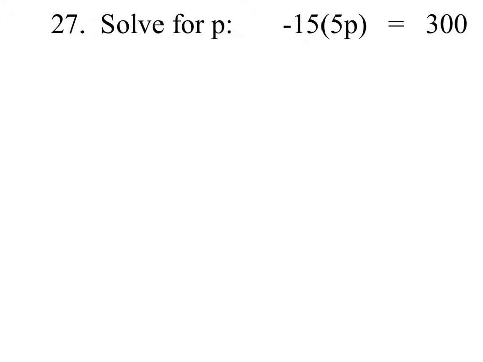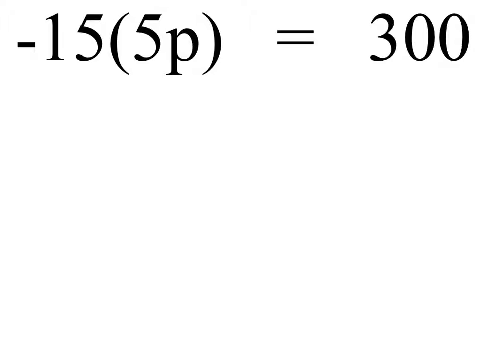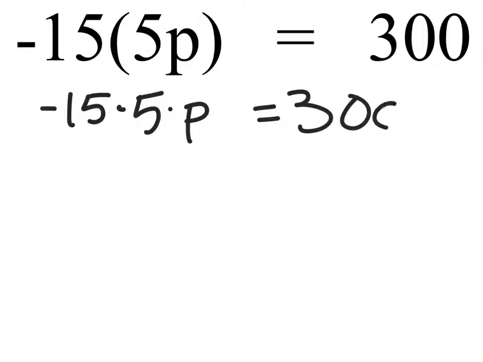We're going to solve this problem for P. And to do that, we're going to have to multiply the negative 15 times 5. So just to reiterate, this is negative 15 times 5 times P equals 300. Now, we don't usually show multiplication between parentheses or between numbers and letters like this. But since all of this is multiplication, there's no addition or subtraction, we can write it all together.